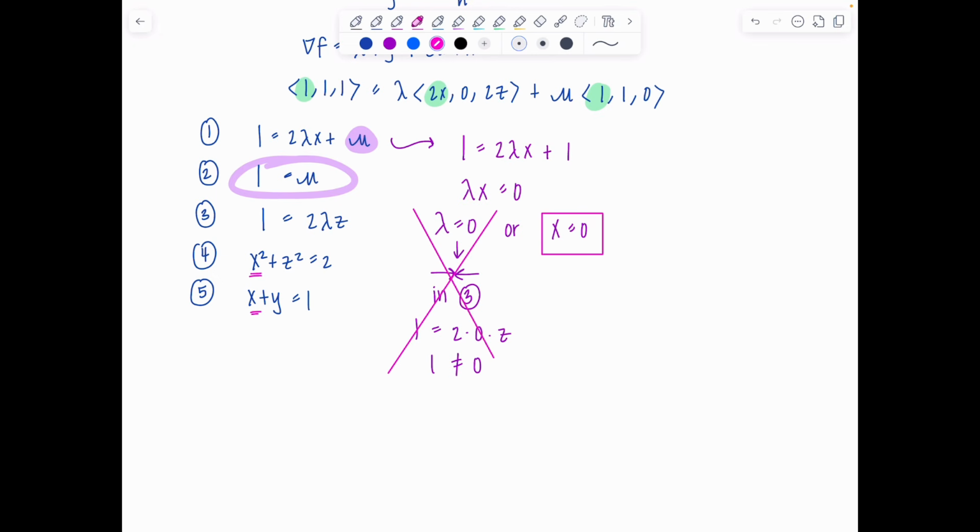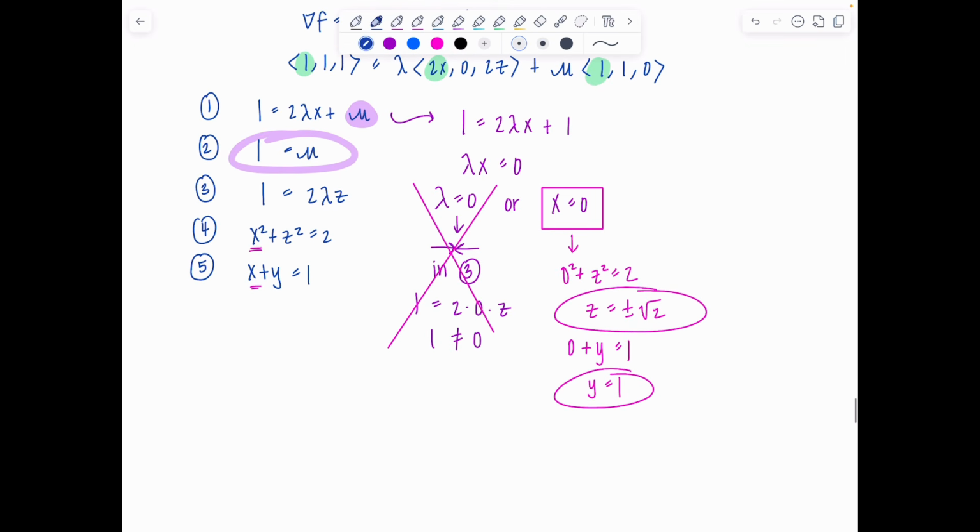So if x is 0, then I know, very good, x squared, or 0 squared, plus z squared is 2. So z equals plus or minus rad 2, and that's from equation 4. From equation 5, 0 plus y is 1, so y is 1. So that's it. Boom, boom. That means I'm going to have 2 points, right? You basically have (0, 1, rad 2) and (0, 1, negative rad 2).